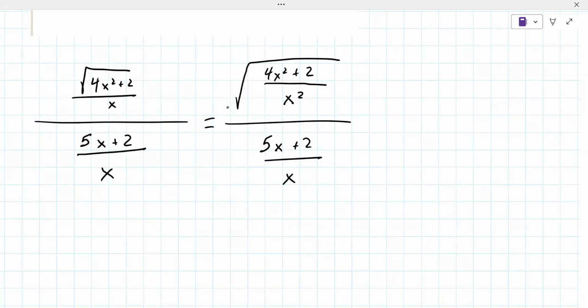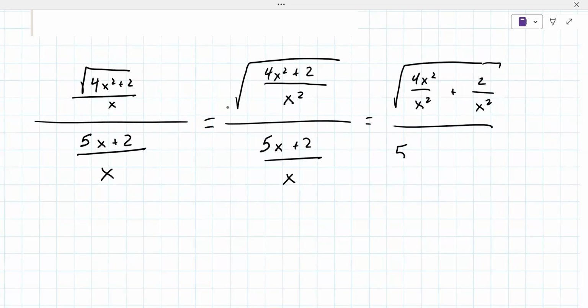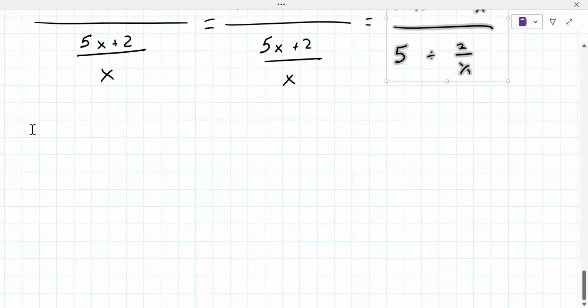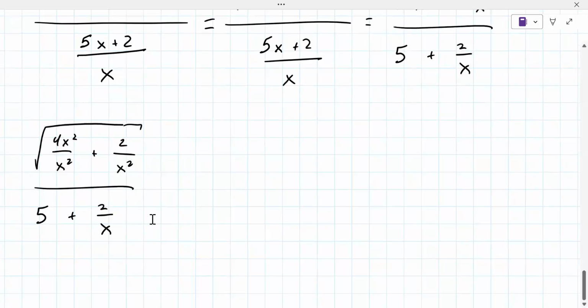So in the numerator, you end up getting 4x squared over x squared plus 2 over x squared, and in the denominator, 5 plus 2 over x, like that. And we can do some more simplifying. So let me just grab this last line here. Any questions on the simplifying here? Have you seen this before?